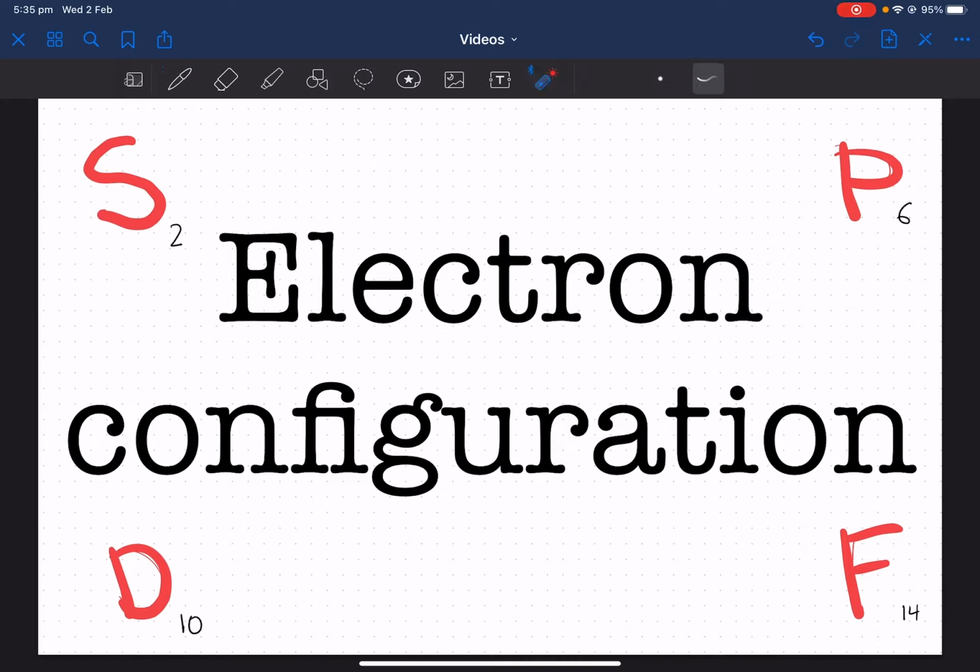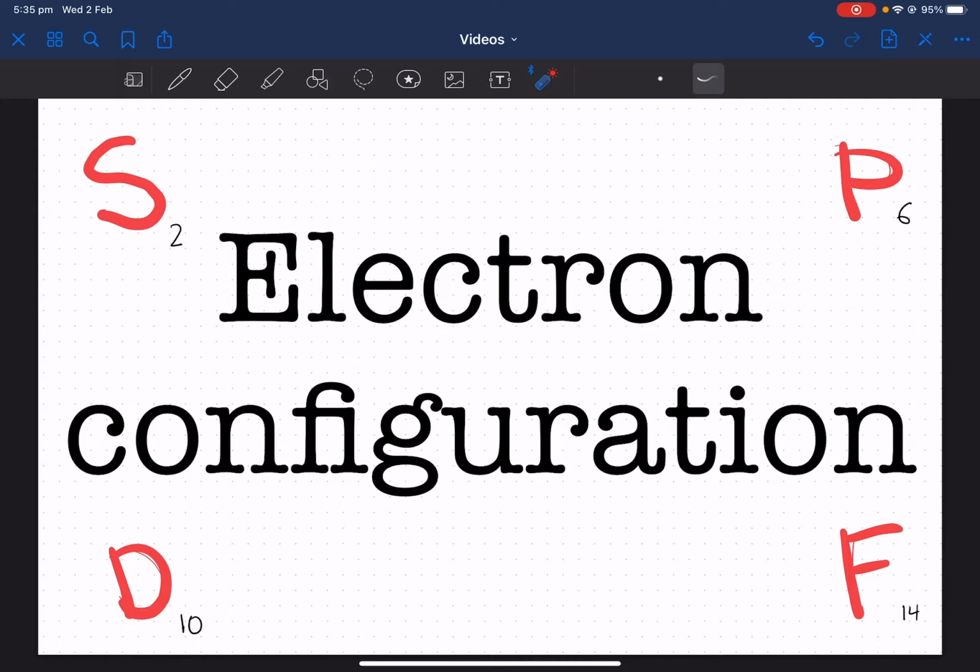So today we're going to be talking about electron configuration. If you remember back throughout high school, you've probably heard of electron shells. Electron shells have a certain number of electrons they can hold. For instance, you would have heard the 2, 8, 8, 18, 18, 32 model, which is how many electrons each of those shells can hold.